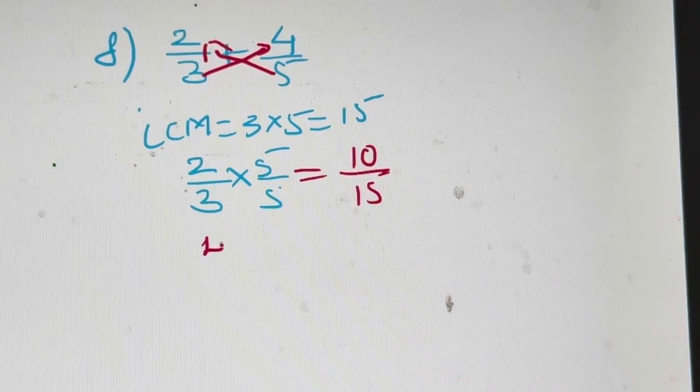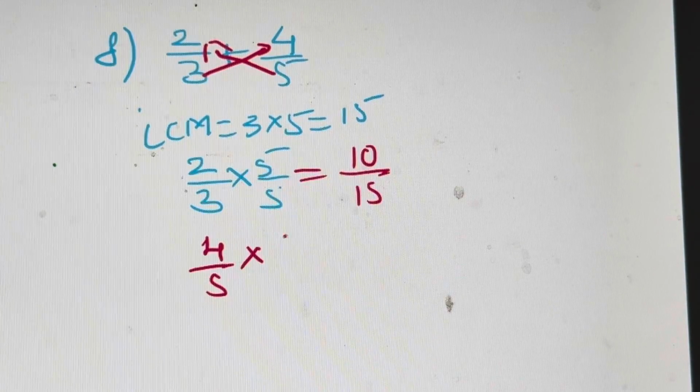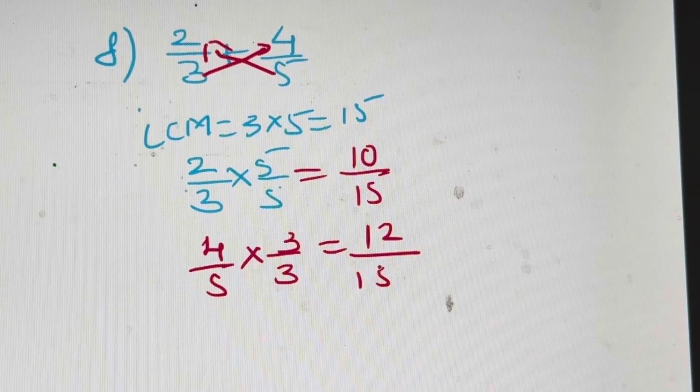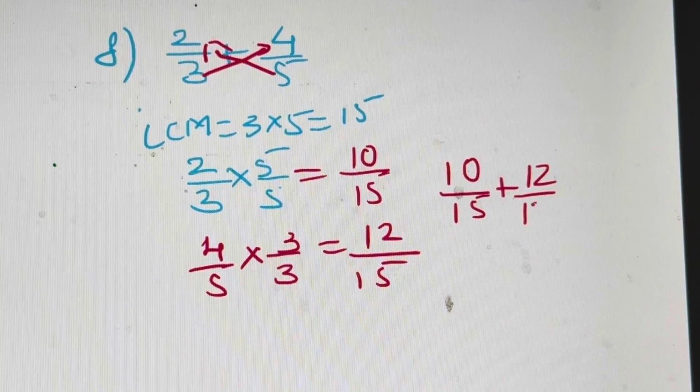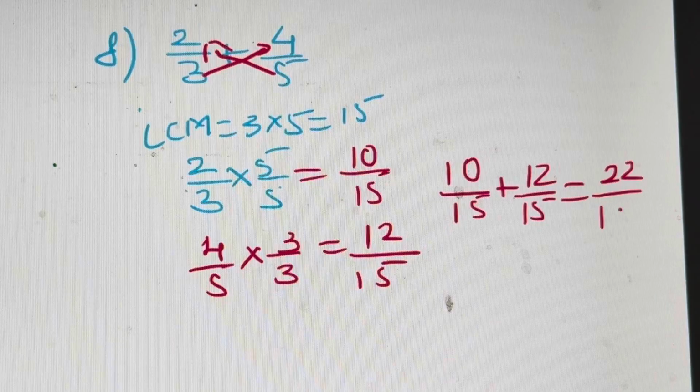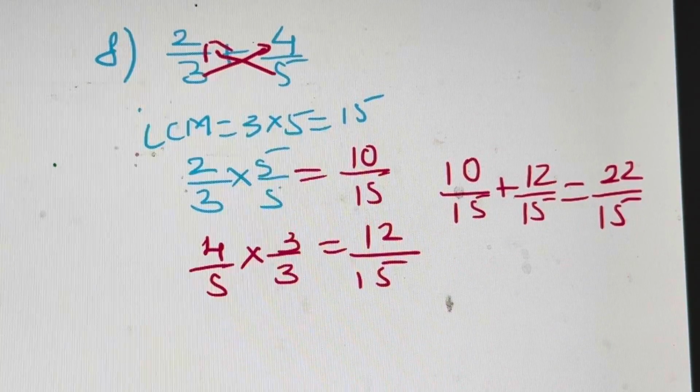And take the second fraction 4 upon 5 multiplied by 3. So 4 3s are 12, 12 upon 15. Now if you are adding 10 upon 15 plus 12 upon 15, the answer is 22 upon 15. Okay. Then you can simply divide it.